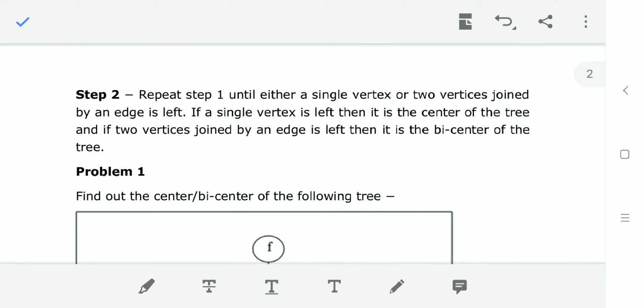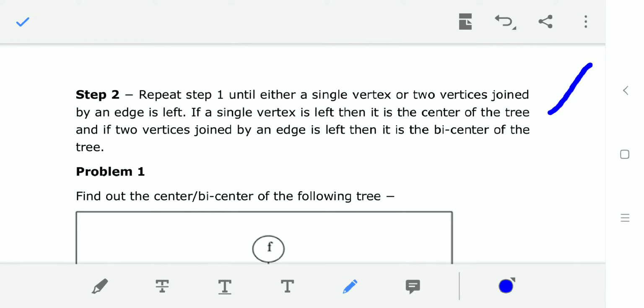Step number 2, repeat step first. Either a single vertex or two vertices joined by an edge is left. If a single vertex is left, then it is the center of the tree, and if two vertices joined by an edge is left, then it is the bicenter of the tree.